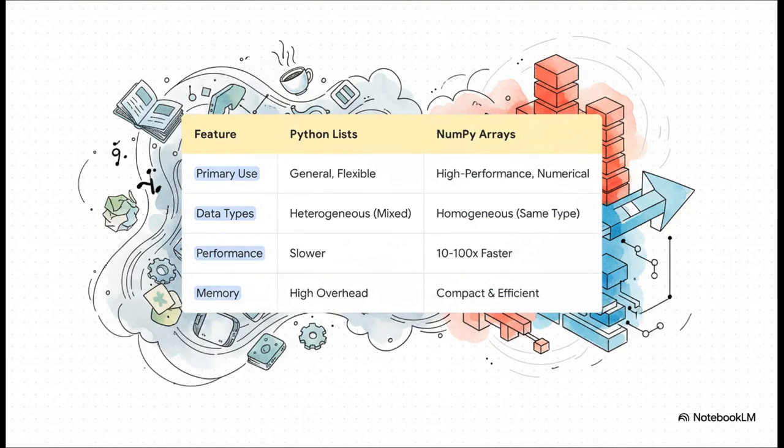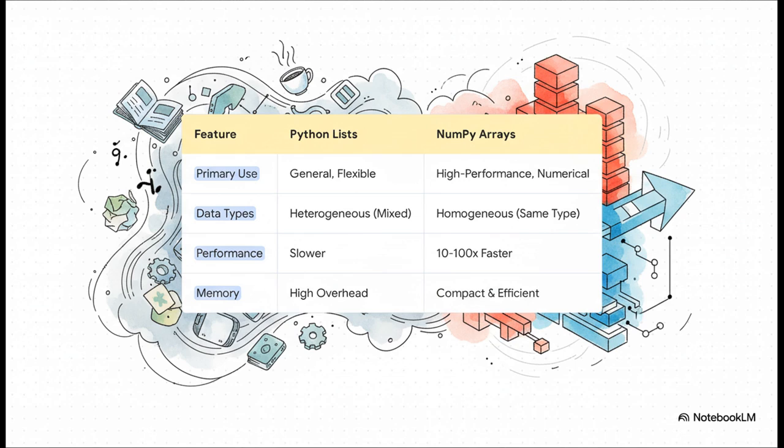And at the very heart of that choice are two different ways to store your data, a standard Python list and a NumPy array. Think of a Python list as your all-purpose, super flexible container. You can throw anything in there, numbers, text, all mixed together. But all that flexibility? It comes at a huge performance cost because the computer has to constantly check what kind of thing it's looking at.